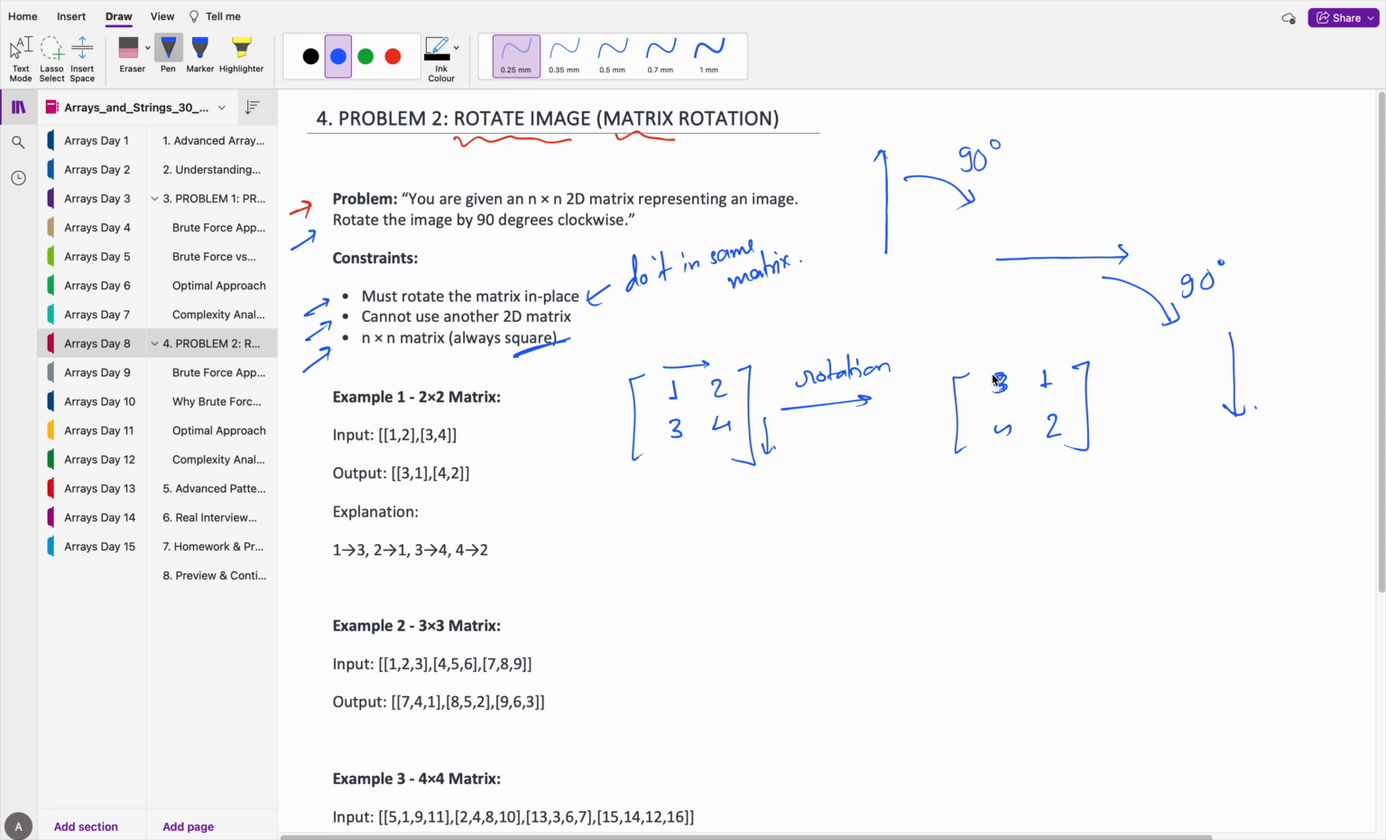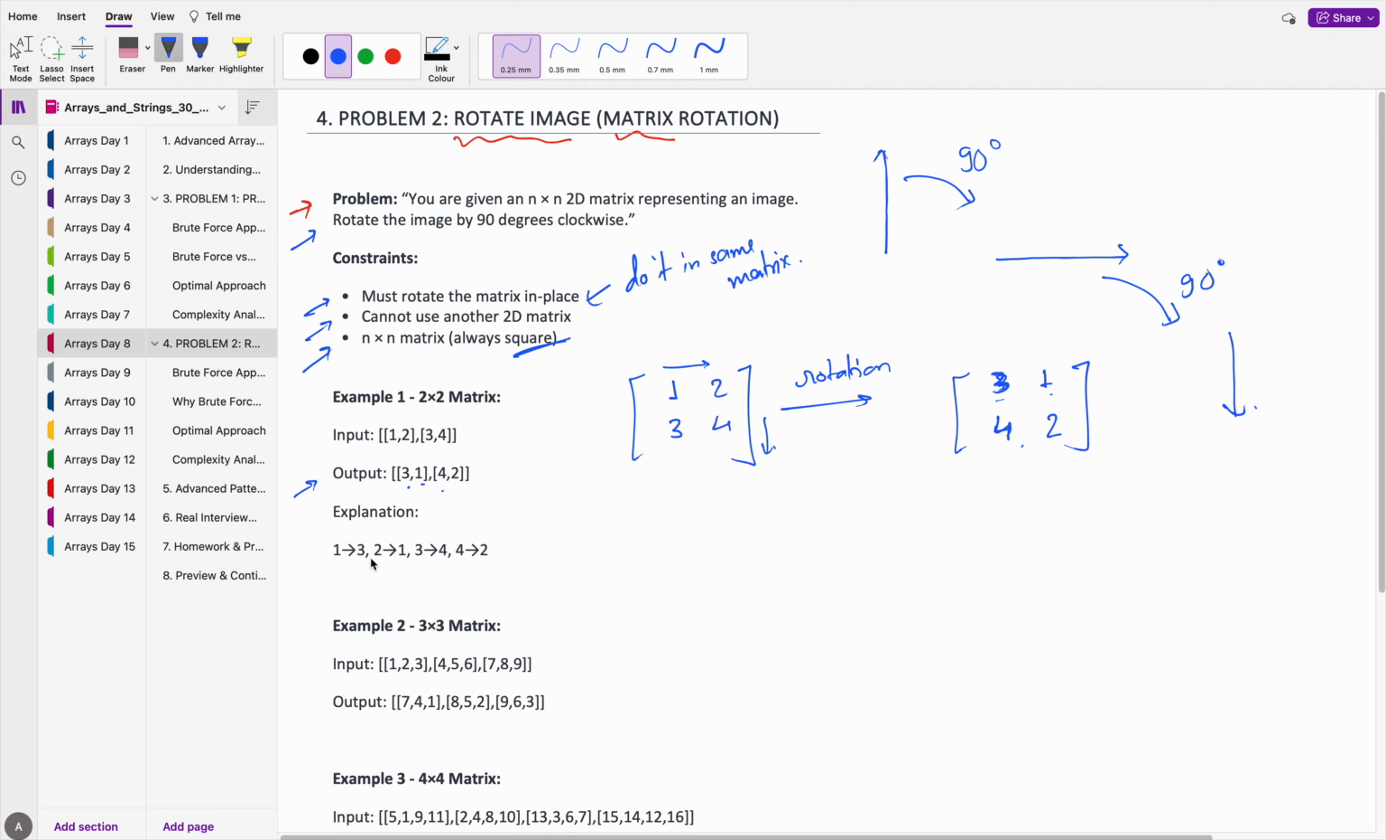This was the common sense way of looking at this. And again, if you look at the output, it is also looking like 3 1 in the first array, second array 4 2. Combined, it's a 2D array. That's how it will look like.